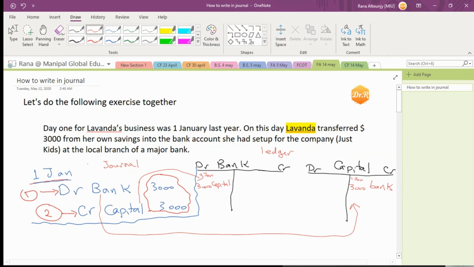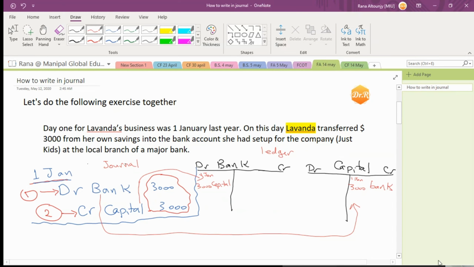So we need to write in the debit side of the bank. What do we write? The other side of the transaction. The capital is in the credit, so we need to write in the credit side of the capital, and what we write is the other side of the transaction. This is how we do journal and ledger posting.